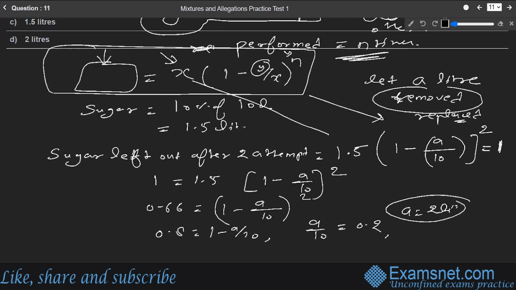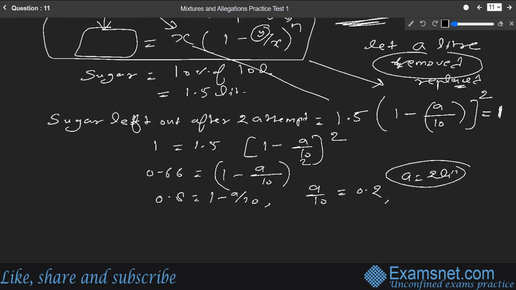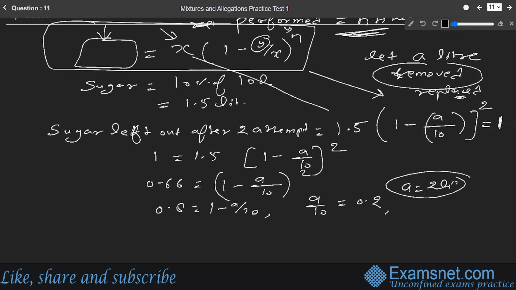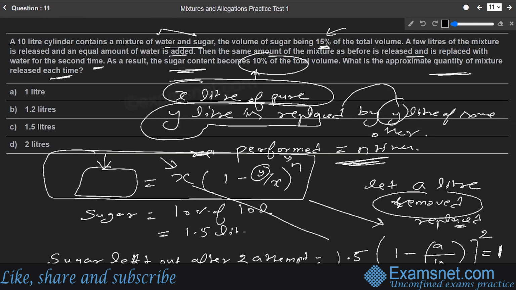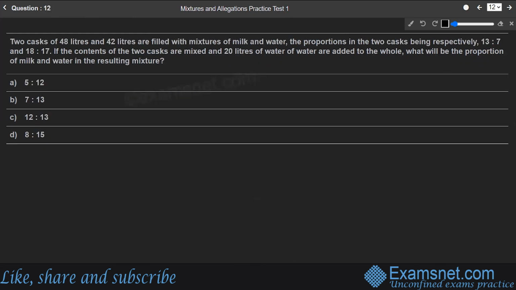So A comes out to be 2 liters. So how much had been replaced every time is nothing but 2 liters. So that's the answer to the question. Option D, that is 2 liters, is the final answer. Now, let us see the next one.